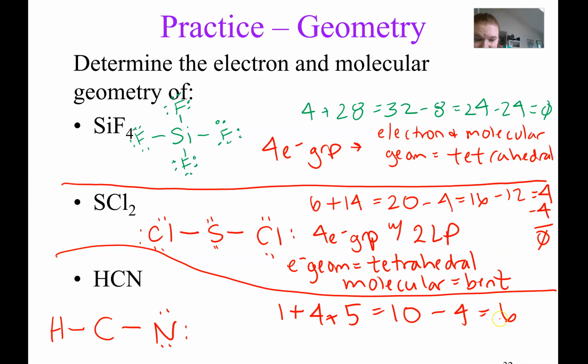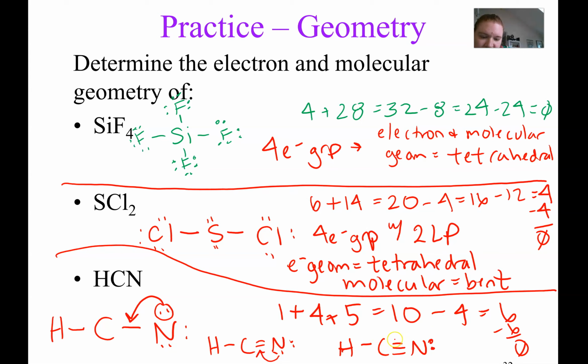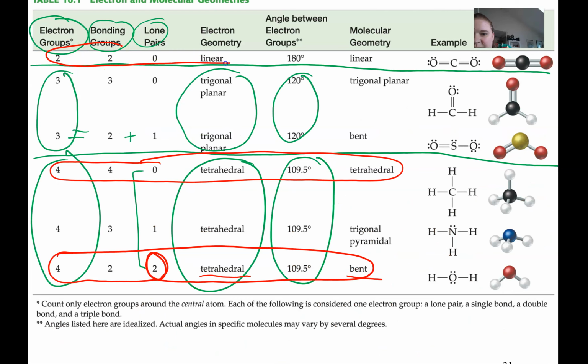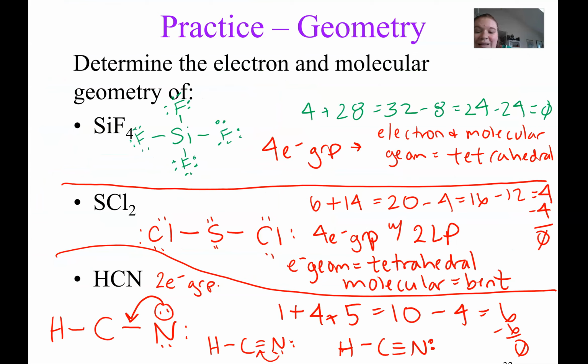Carbon is definitely not happy. So we're going to take those electrons, put them right there. Carbon's still not happy. 2, 4, 6. So I'm going to take those electrons and put them right there. So we made a triple bond. Carbon has 2, 4, 6, 8. Now with that structure, we only have 2 electron groups surrounding that carbon. With 2 electron groups, my electron and molecular geometry are both linear.